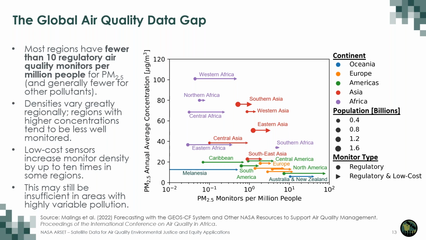Low-cost sensors are helping to fill in this data gap, with some regions seeing up to an order of magnitude increase in the monitoring density when those low-cost sensors are accounted for. Still, there are some clear disparities and data gaps in the ground-based air quality information at a global scale.